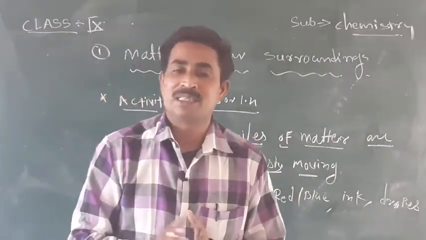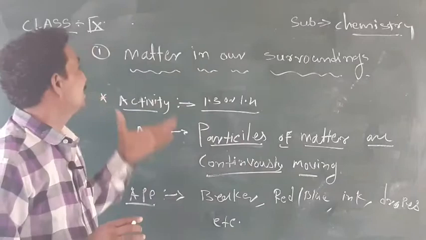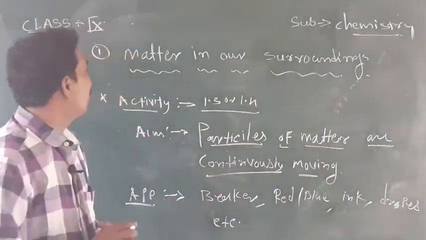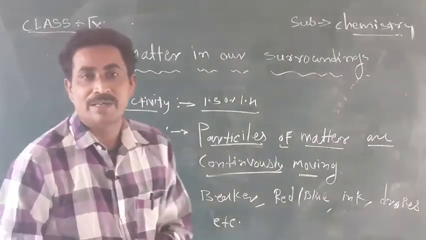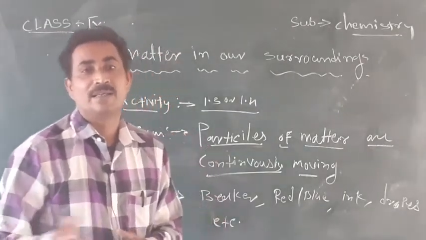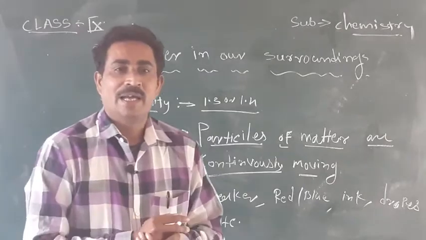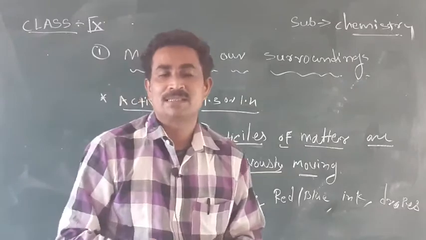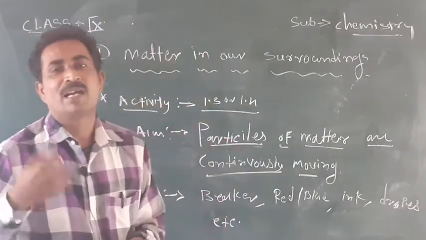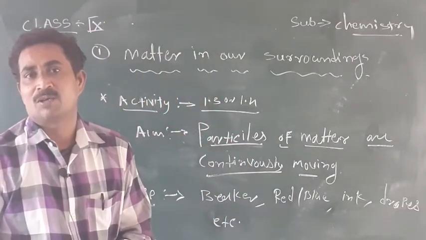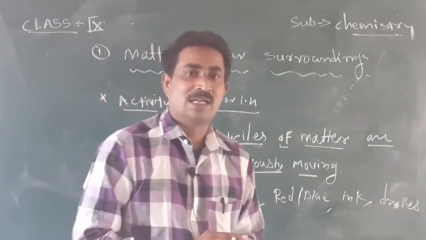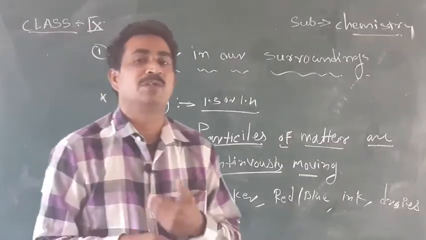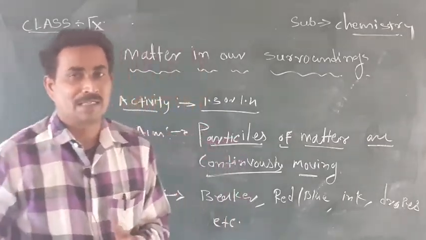Today we are going to study the same chemistry chapter in class 9th, the chapter called Matter in Our Surroundings. Before this, we learned about activity 1.1 and activity 1.2, how matter is made, and that matter is made of small particles. We learned that in the previous video class. Today there are again two activities, after which we are going to learn the characteristics of matter.